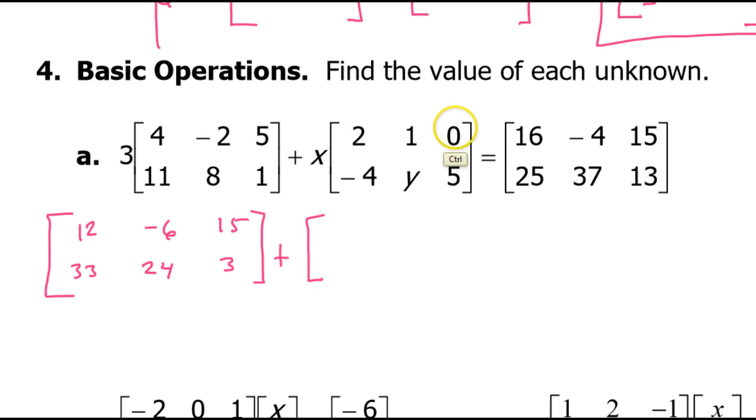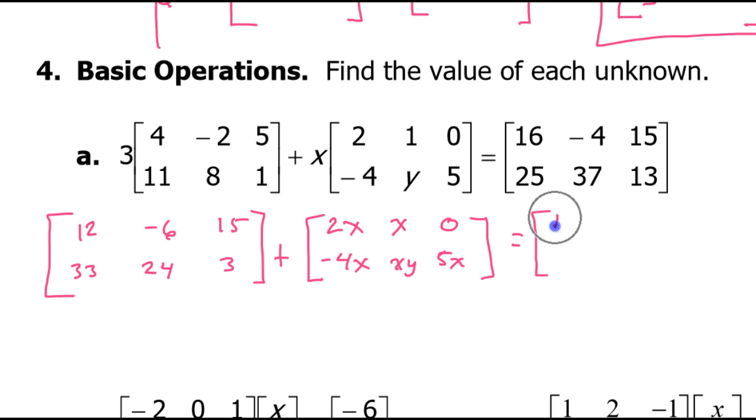Now if I multiplied all these by x, I would have 2x and 0 and negative 4x and xy and 5x. Okay, and all of that has to be equal to 16, negative 4, 15, 25, 37, and 13.